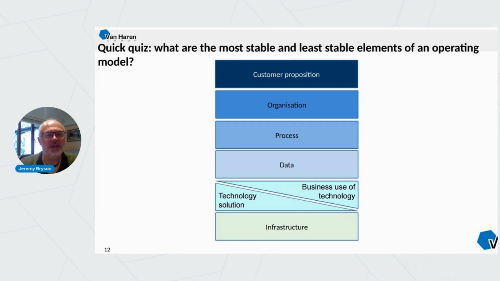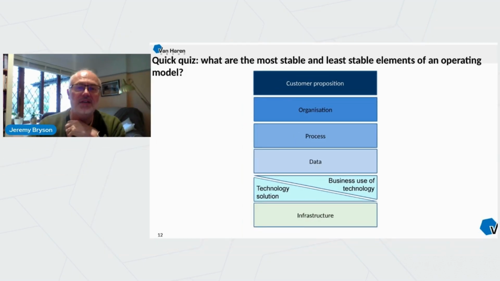So let's do a bit of a quiz. So these are typical layers of an operating model, starting with the proposition. You've then got the organization, the business process, the data and technology underlying it. As designers, which is the most stable of these to look at and use as our anchor in our design work, and which is the most volatile and the one we want to use least, i.e. the least stable? So in the comments, why don't you just write down your thoughts on which you think these are, and I'll give you 30 seconds on that one, please.